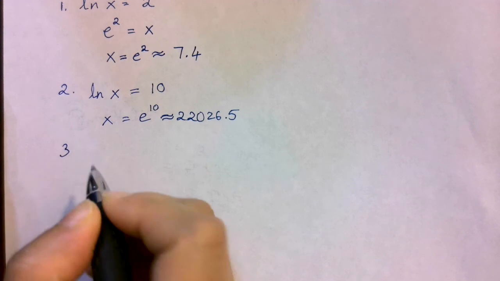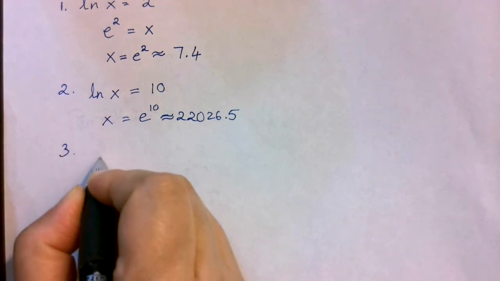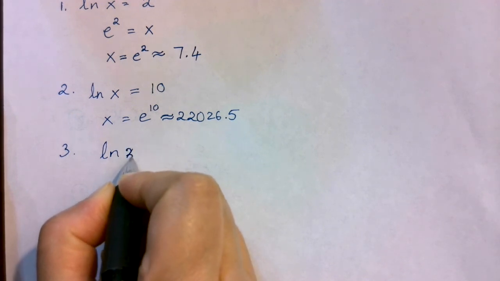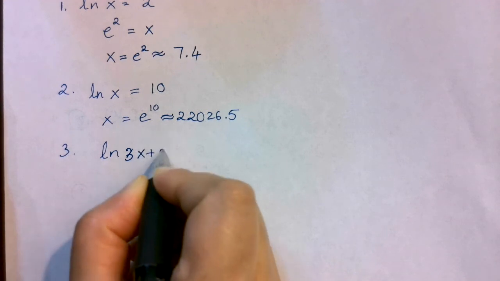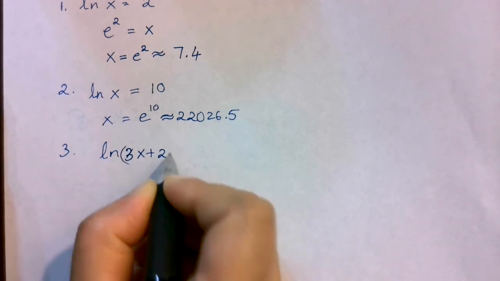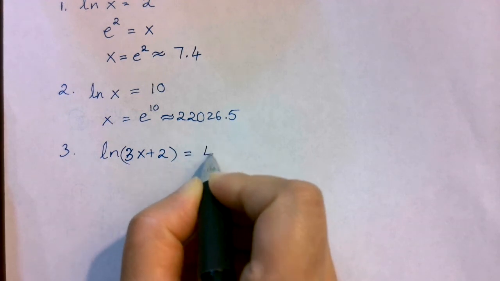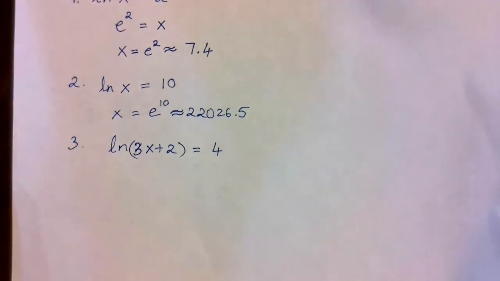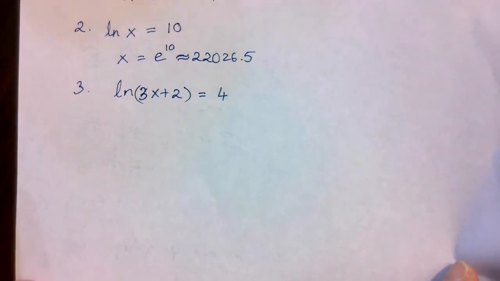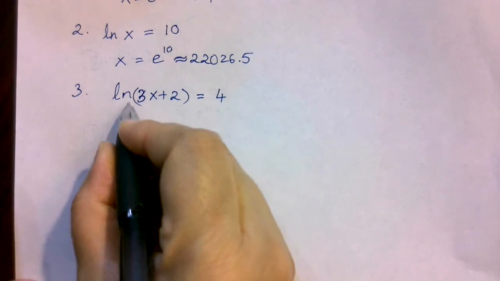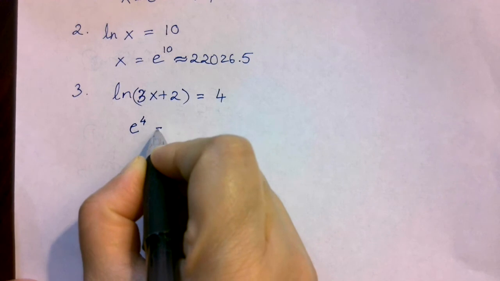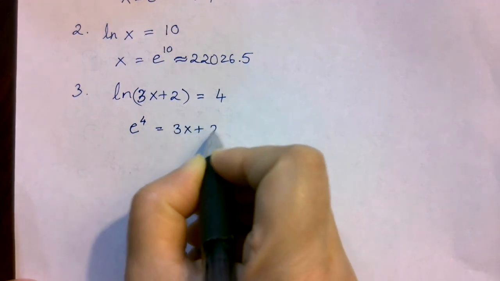Okay, now let's say we have natural logarithm of 3x plus 2 equals 4. Now how do we do this? Same process. Change it to exponential form. You know that the base is e, so you'll say e to the power of 4 is equal to 3x plus 2.